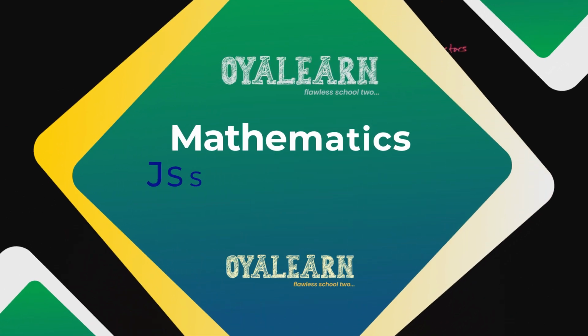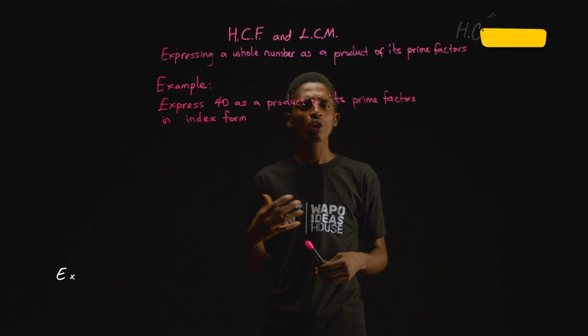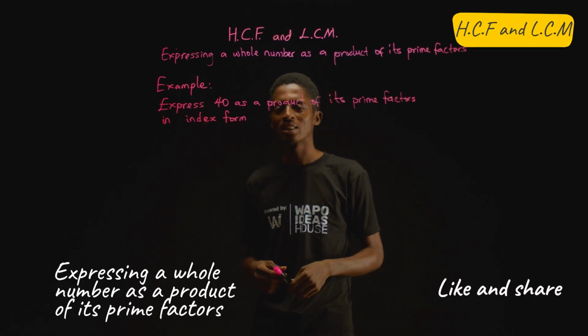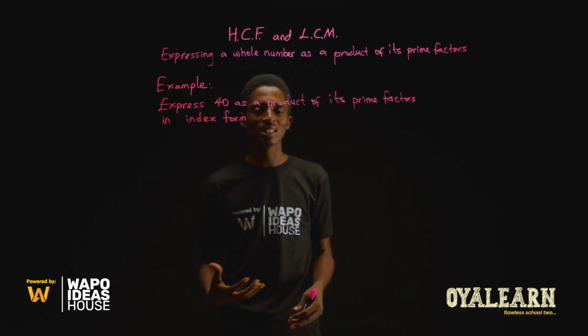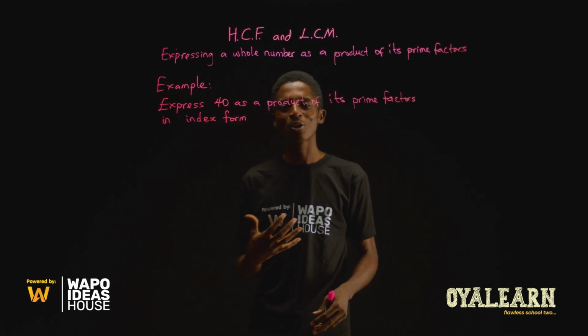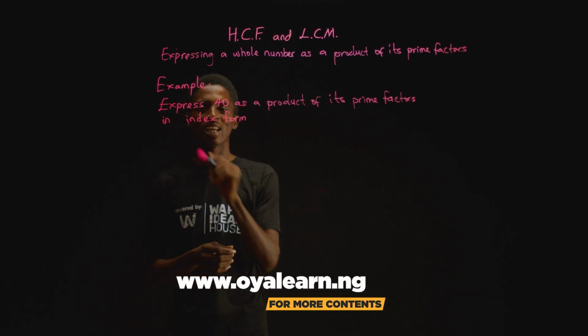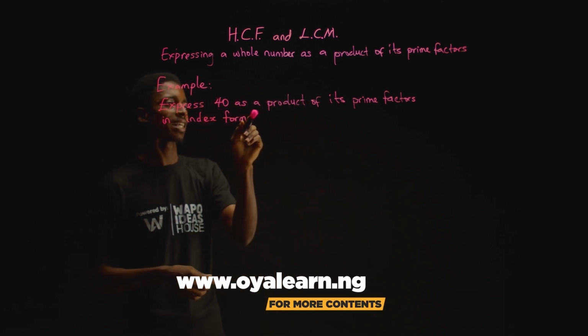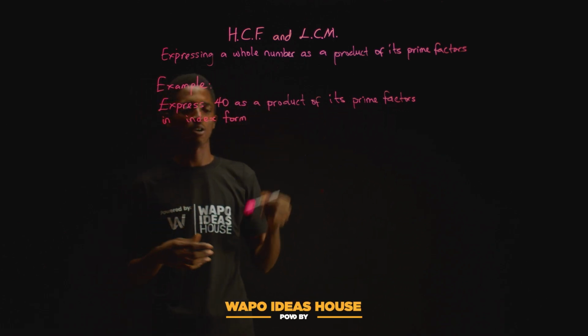While you're asked to express a whole number as the product of its prime factors, one other way that you could be asked to do this is in index form. So let's learn how to express a whole number as a product of its prime factors in index form, taking an example with expressing 40 as a product of its prime factors in index form.